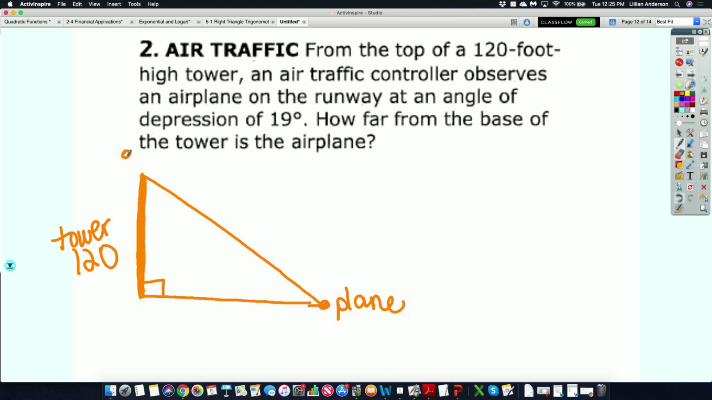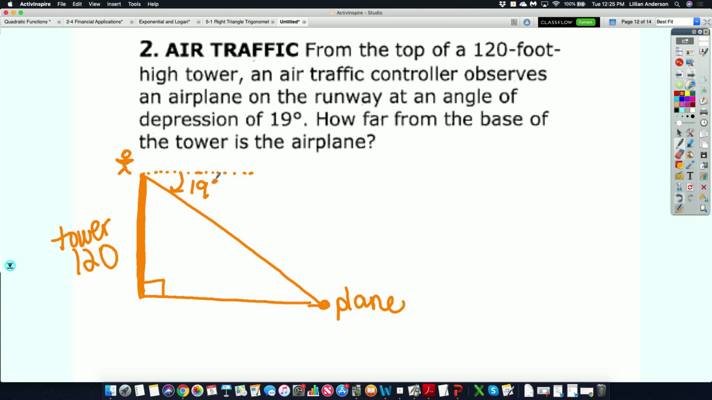An air traffic controller observes an airplane. So I got my little air traffic controller person. He observes an airplane on the runway at an angle of depression of 19. Now this is what I was talking about. Where is that 19? Behind the man. From the man, you have to draw that horizontal line out and then go down. That is your angle of depression. It's not inside the triangle.